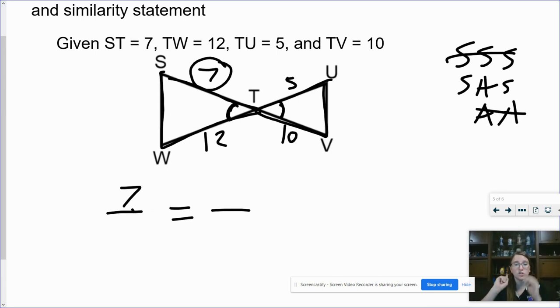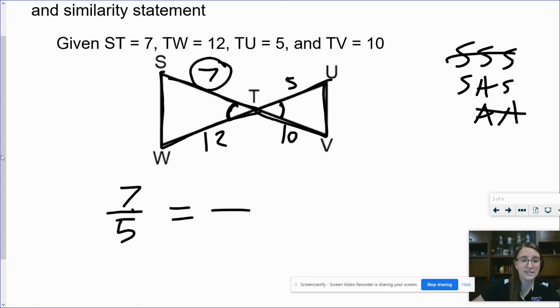Now, this is what's tricky. How do we know what 7 goes with in the other triangle? Well, because in this triangle, 7 is the smaller one of 7 and 12. That means it has to go with the smaller one over here. So it has to go with 5.